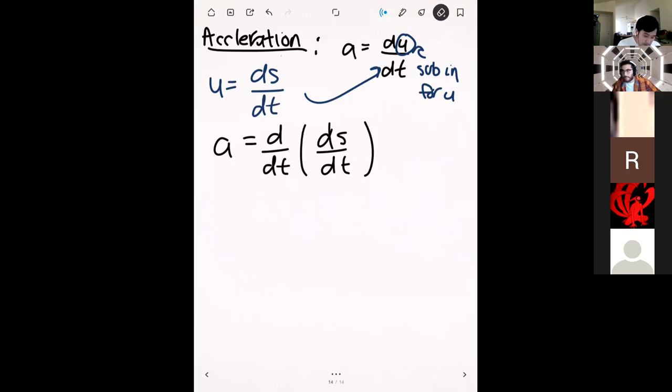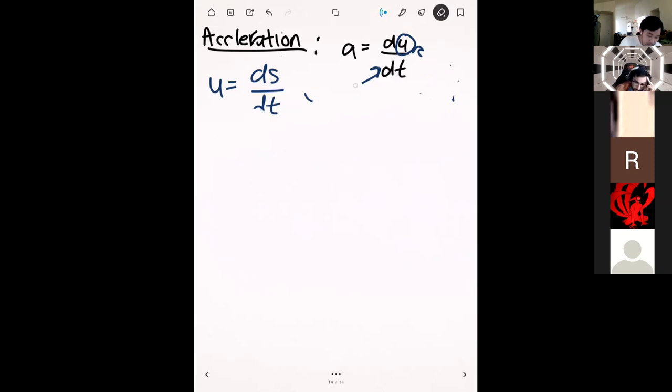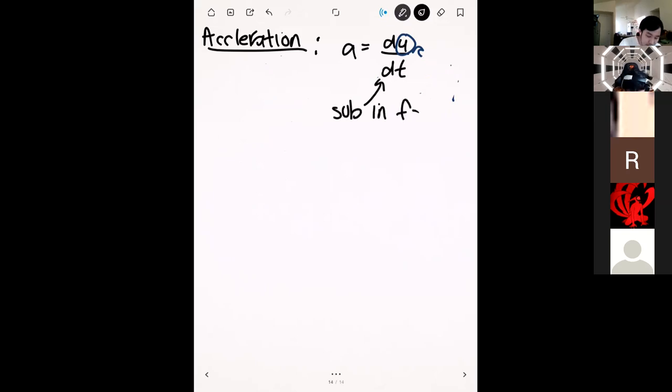Hang on. Sorry, I got mixed up. We're not going to sub in for this. I got mixed up with another part of my notes. Sorry about that, everybody. What we're actually going to do is substitute in for this entire expression right here. Sorry for the confusion. I was thinking of something else, but basically what we want is to express this not in terms of time, but in terms of the streamline coordinate s.